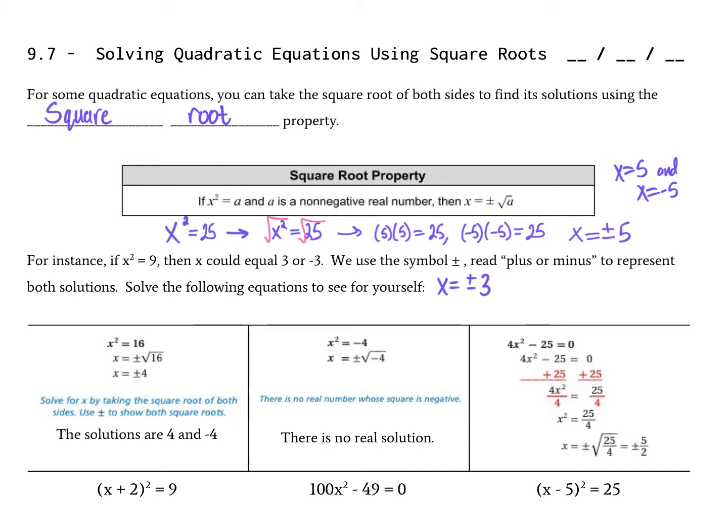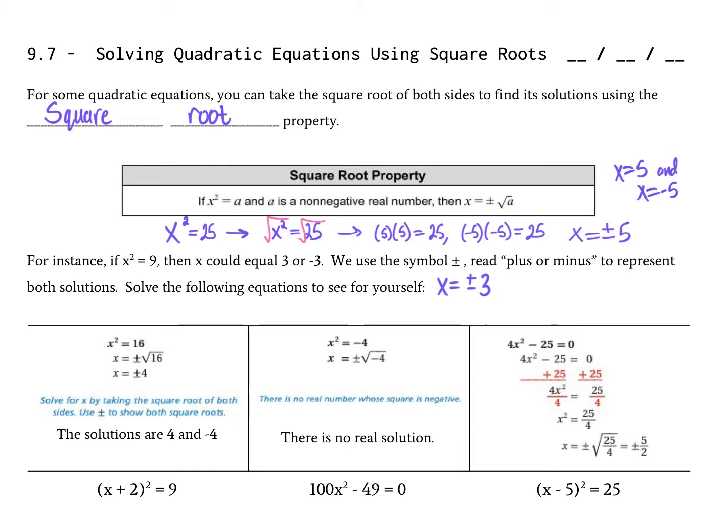This first one, x squared equals 16. So we take the square root of both sides. The square root of 16 equals 4 or negative 4. Next example in the middle, x squared equals negative 4. This isn't possible, because we can't have a number times itself equaling a negative. A positive times a positive is positive, and a negative times a negative is also positive. And if we take a positive times a negative, then we don't have the same number times itself.